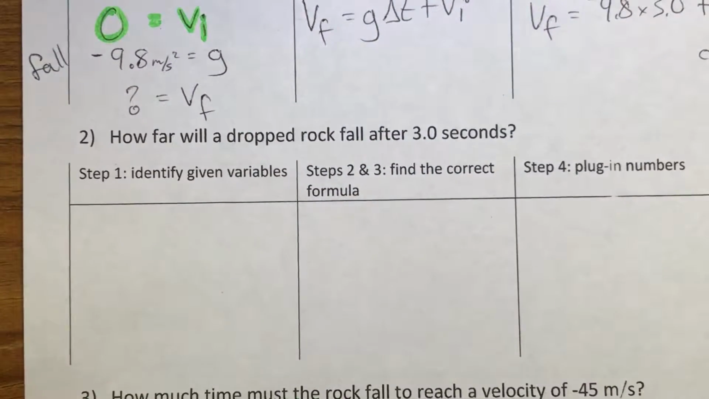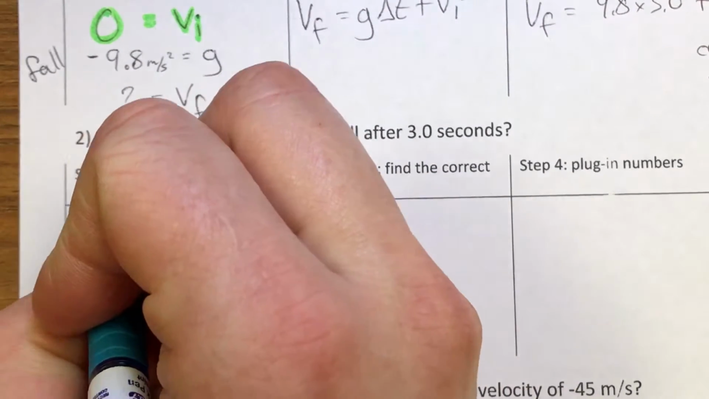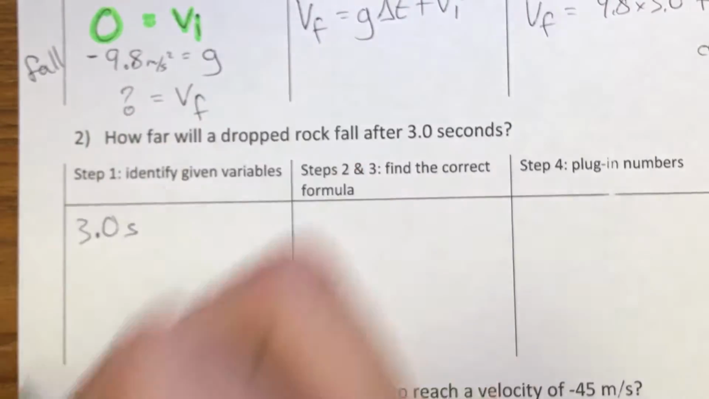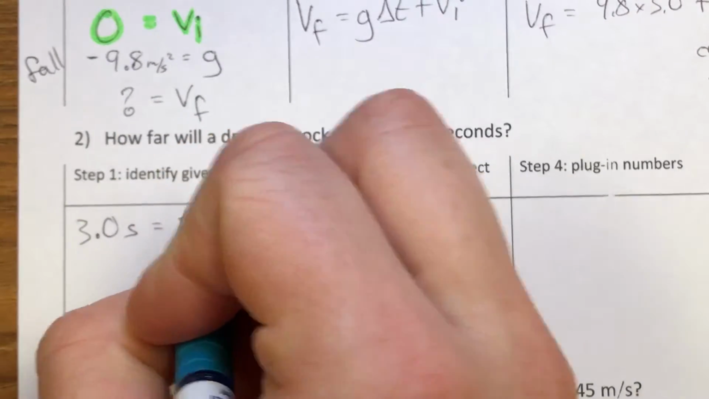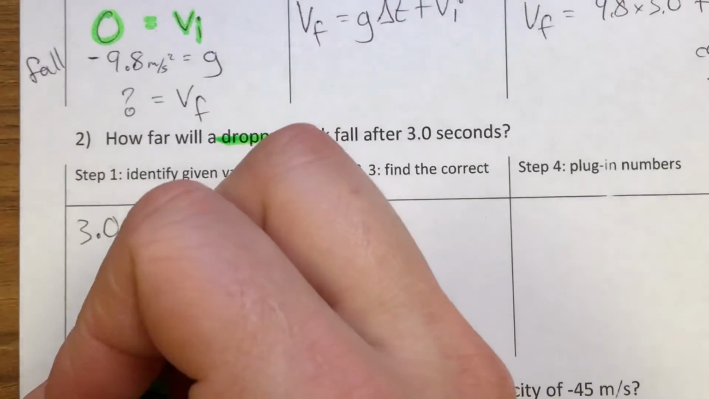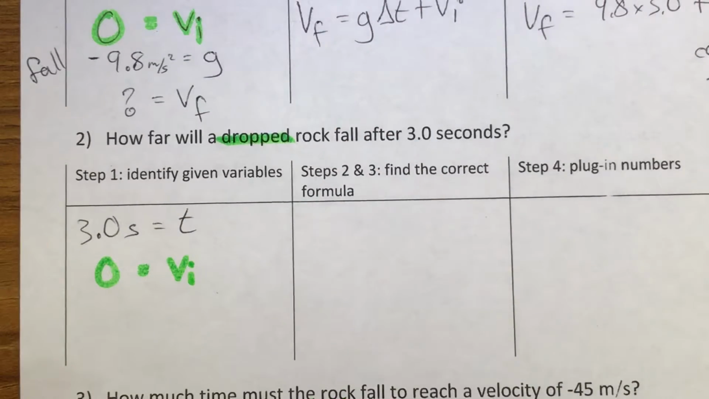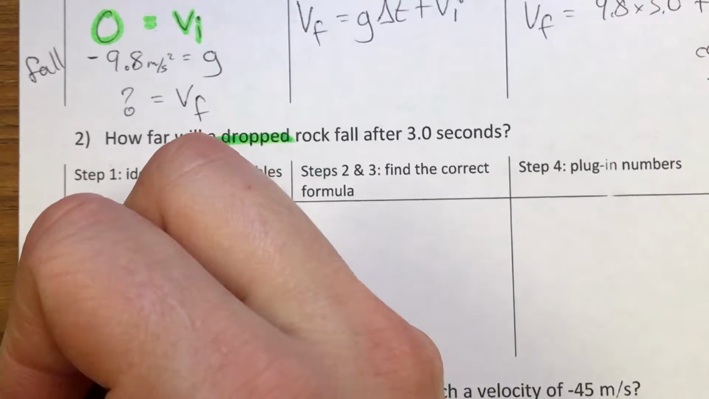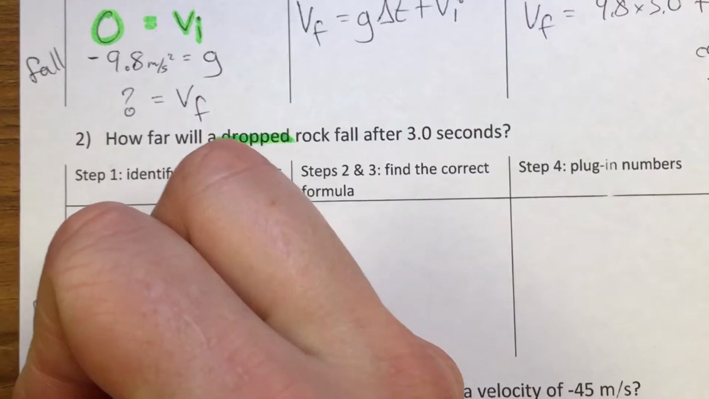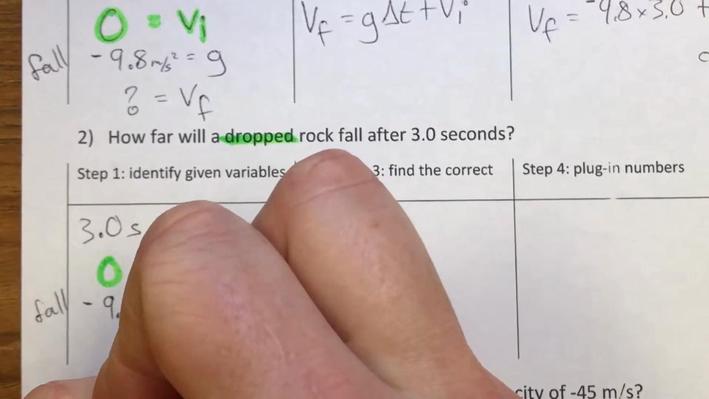Okay, question number 2. How far will a dropped rock fall after 3 seconds? So again, problem-solving process, 3 seconds. Seconds measures time. Keyword, dropped. That tells us we have an initial velocity of 0. It's going to fall. So that gives us a negative 9.8 meters per second squared for gravity.